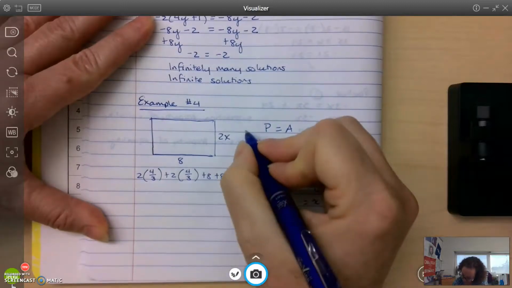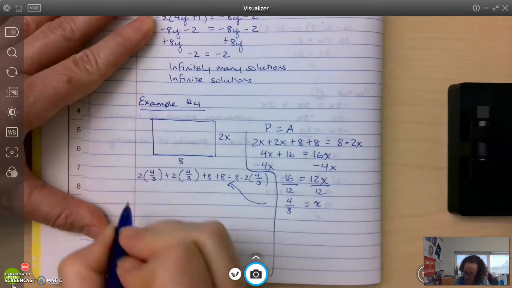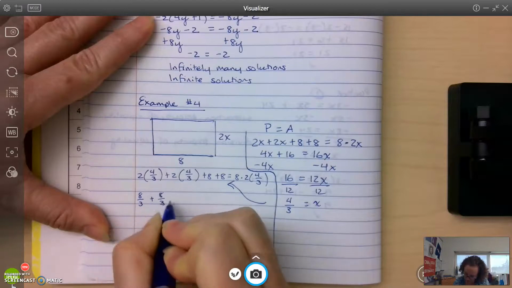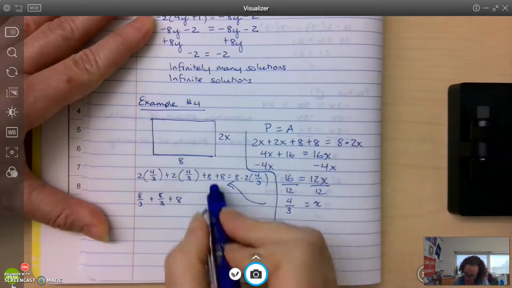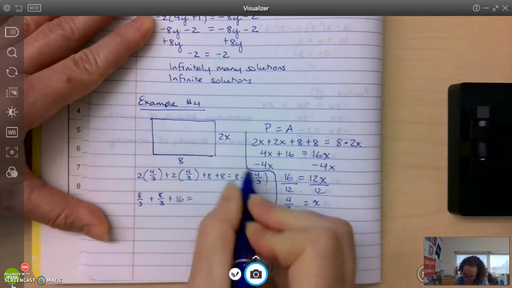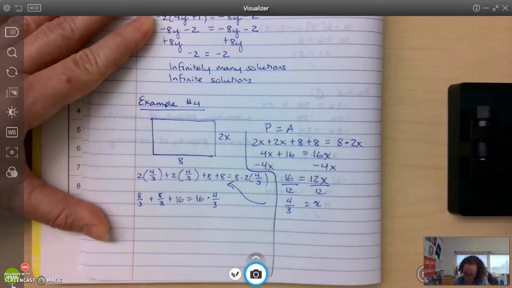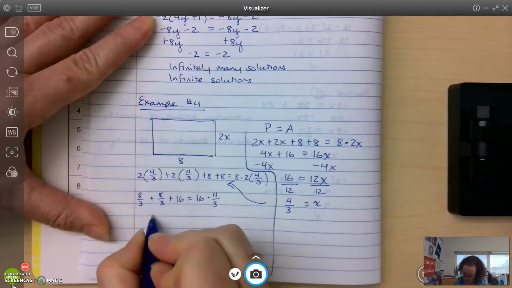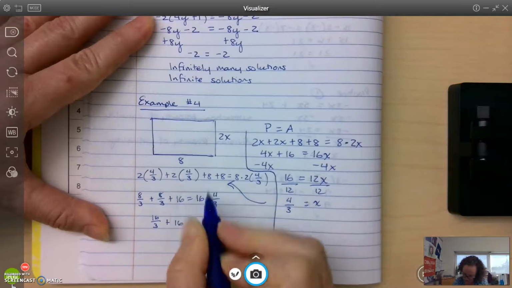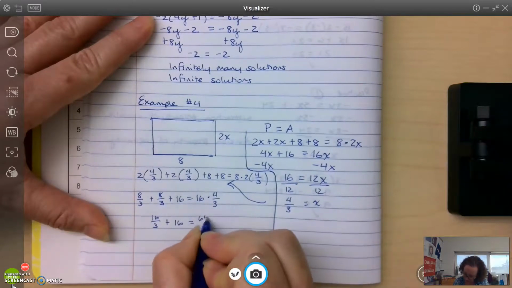And then I'm simplifying both sides. Sorry, I didn't space that very well. So 2 times 4 thirds is going to be 8 thirds plus 8 thirds plus 8. Actually, I'm going to go ahead and simplify it. 8 plus 8 right now is 16. And then over here I've got 16 times 4 thirds. 8 thirds plus 8 thirds is going to be 16 thirds plus 16 equals 16 times 4 is 64 over 3.